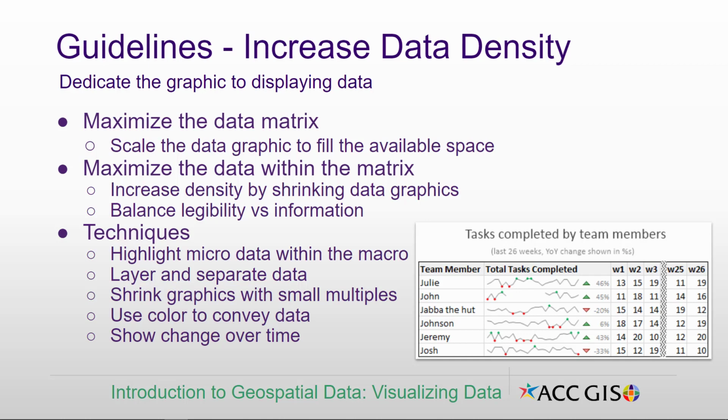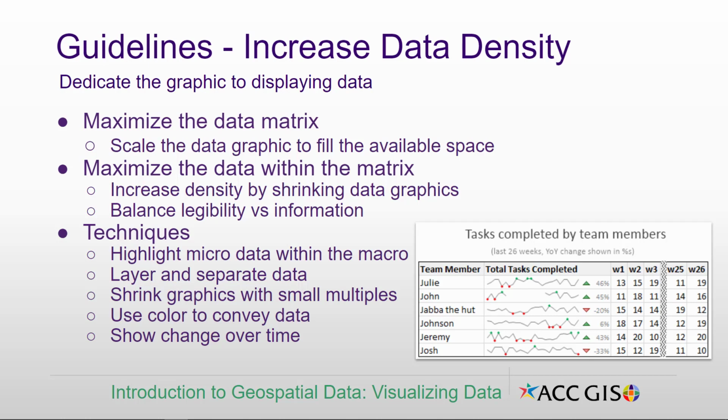Another technique is layer and separate data. Again, if you look at the graphic on the right, you can see in the total task completed field where the trend line is a light gray line. It's still important, right? Because it's showing the overall trend, but it's the individual data points, the reds and the green, that we really want to highlight. So we utilize color to emphasize and de-emphasize the various elements.